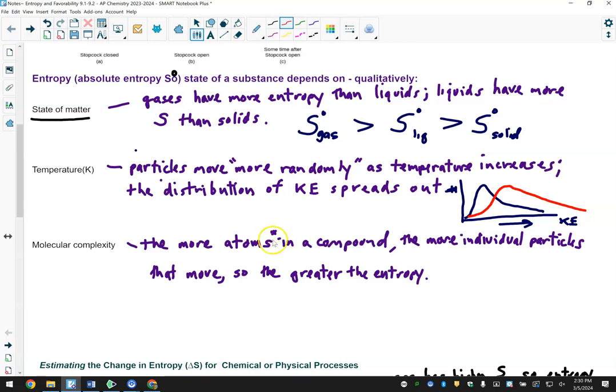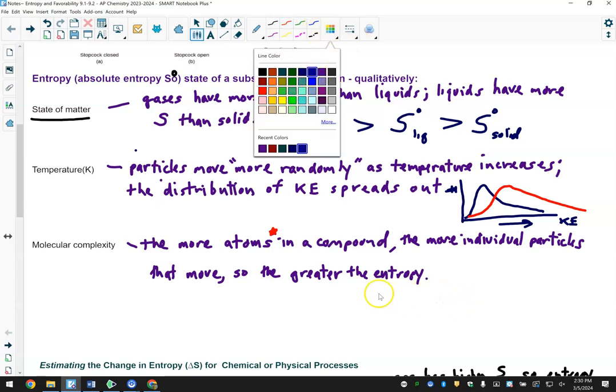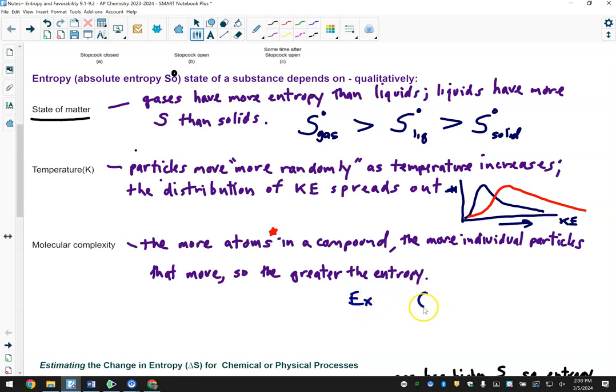The more atoms in a compound, the more individual particles that are vibrating, okay? So I always give the example of carbon monoxide versus carbon dioxide. In a mole of carbon monoxide, there's only 2 atoms, and we know what happens to these atoms. They're vibrating around each other. They're bonded together, but they vibrate and they rotate, right? All that rotational motion, all that vibrational motion along that bond, that's all contributing to the entropy of that substance.